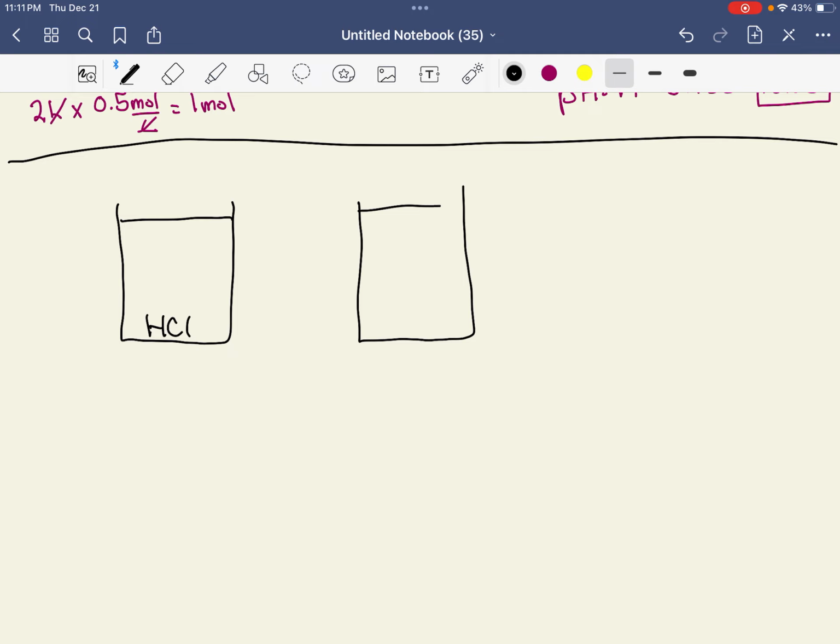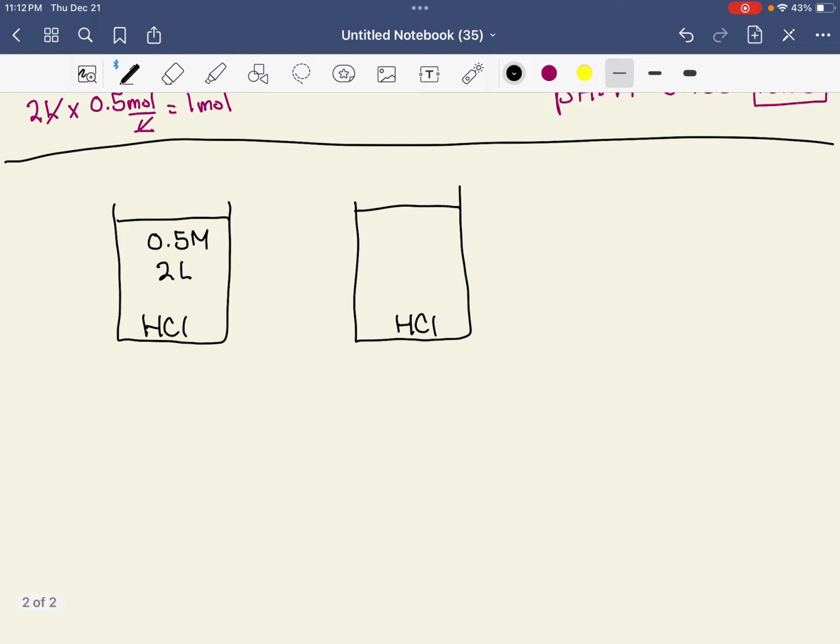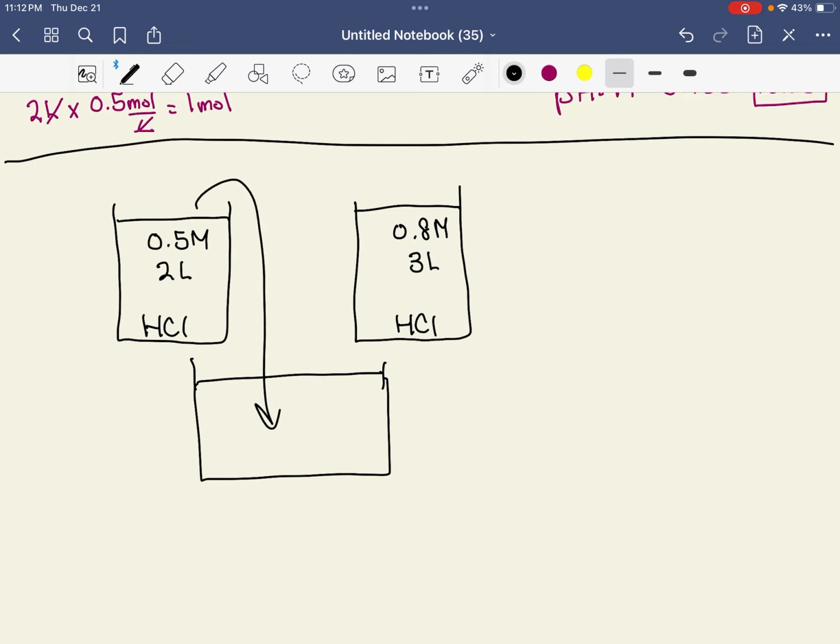That sounds kind of strange. Here's another beaker of acid. This is 0.5 molar at 2 liters, just like before. This is 0.8 molar at 3 liters. So I'm going to dump them both into this bigger beaker. My question is, what is the new pH? What is the overall pH?